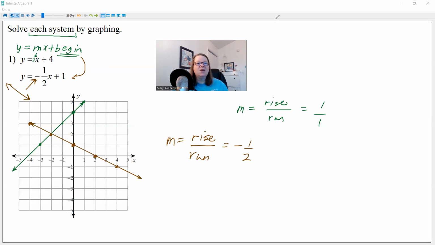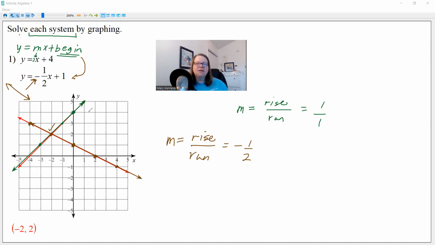Mine is not perfect. Let me show you the finished one there. Okay, so there's the nice, neat one. But notice the answer to this question is that the solution is at negative 2, 2. Negative 2, 2, this is where our intersection is. These two graphs intersect at one point.